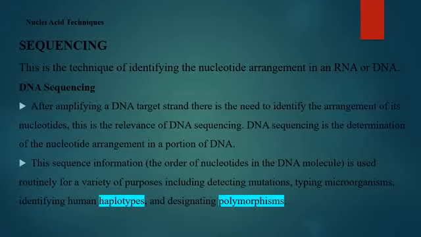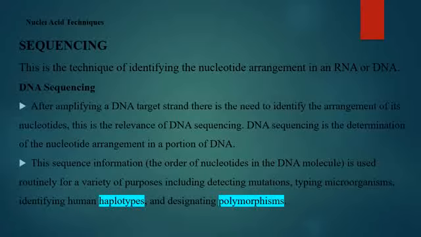So after amplifying a DNA target, for instance if you use PCR to amplify a DNA target strand, there is the need to identify the arrangement of its nucleotides. This is the relevance of DNA sequencing. When you have done the PCR, yes, you have isolated a gene, but what is the arrangement there? So DNA sequencing is the determination of the nucleotide arrangement in a portion of DNA.